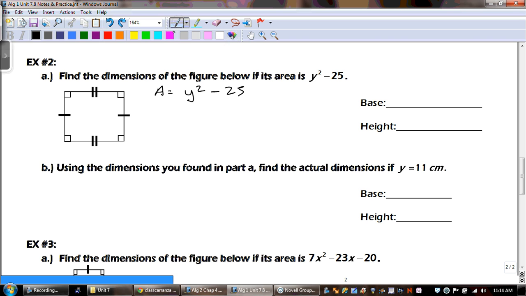And can I square root both sides? I sure can. And so when we square root both sides, the square root of y squared is y. One's plus and one's minus, and then the square root of 25 is 5. So remember, it doesn't matter which one is which. So y plus 5 units, and then my other one is y minus 5 units.